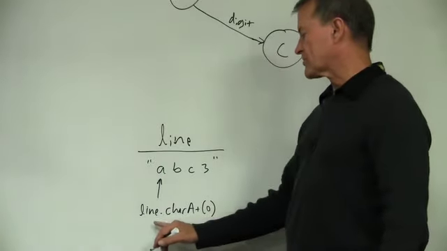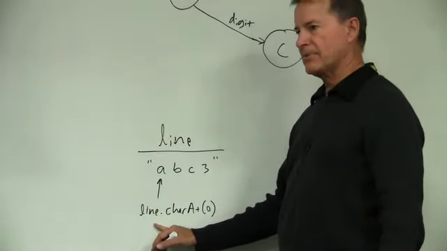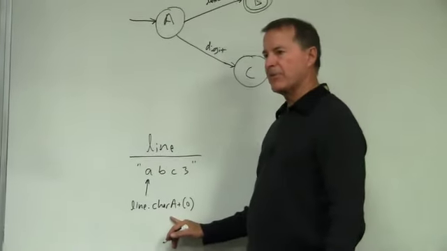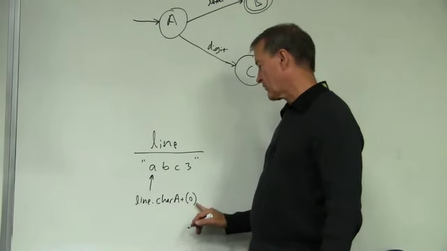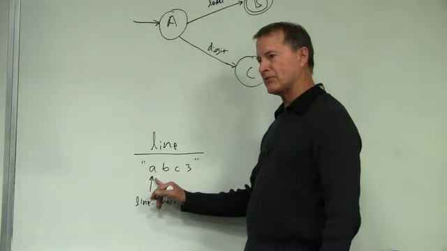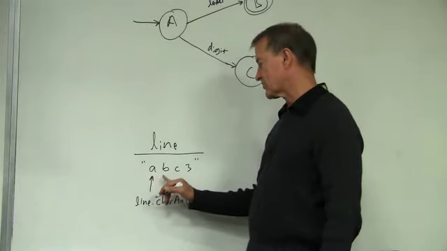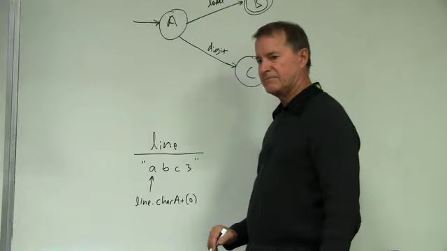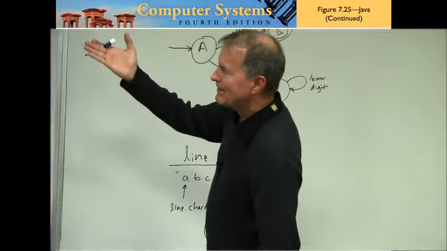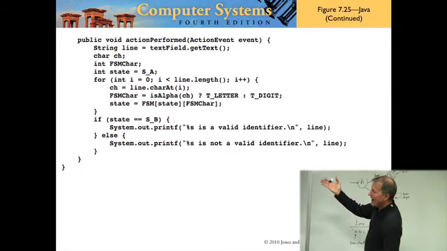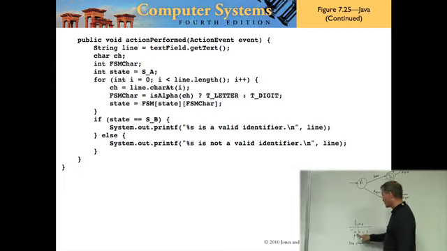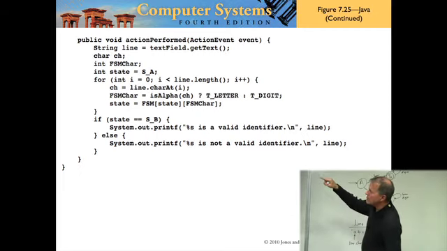Well, you have to understand, line is a Java string type. And charAt is a method provided for the Java string type. Whatever index you give it, it's the character from the string at that position. So this is sub 0, sub 1, sub 2, sub 3. Is everybody clear? CH is of type char. But the character that we use to make the transitions we're going to call FSM char, and that's an int.